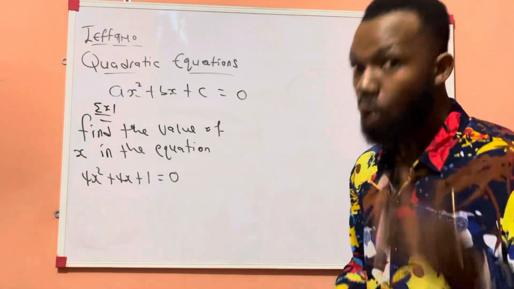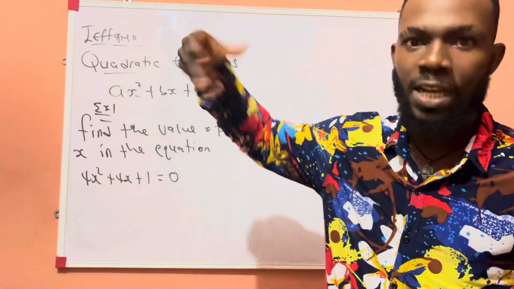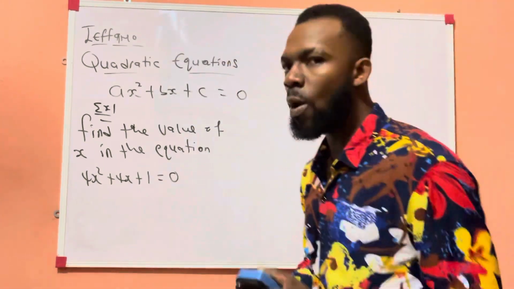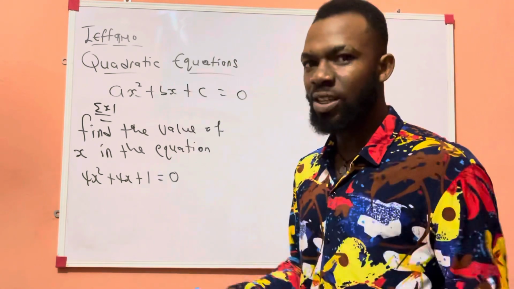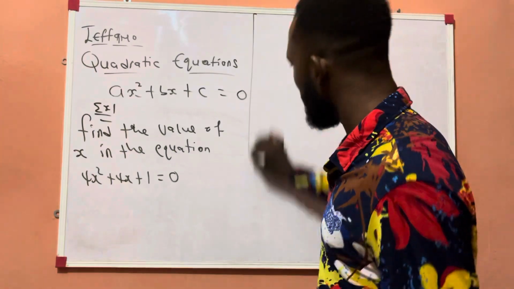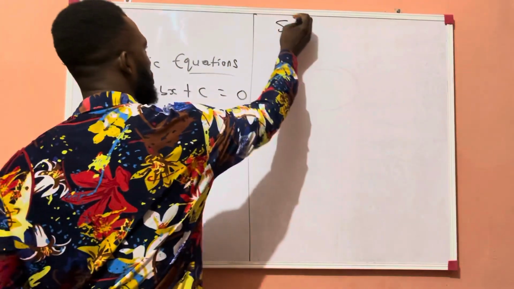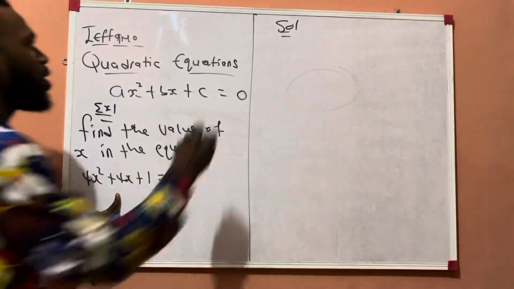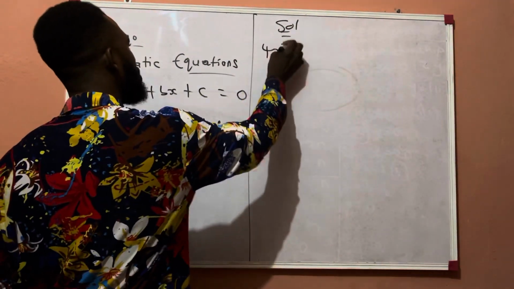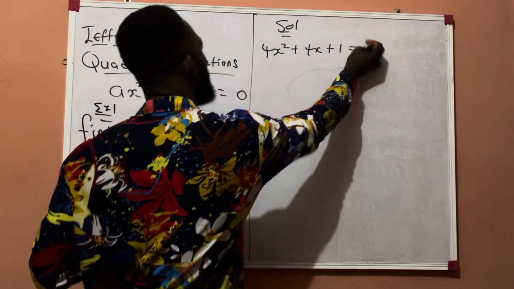Now, remember, what method are we using? We are using the formula method. What does that mean? It means that even when we use the other methods, we are still going to get the same answer. Now, how do we begin using the formula method in solving quadratic equations? Let us see the solution. The question is 4x squared plus 4x plus 1 equals 0.